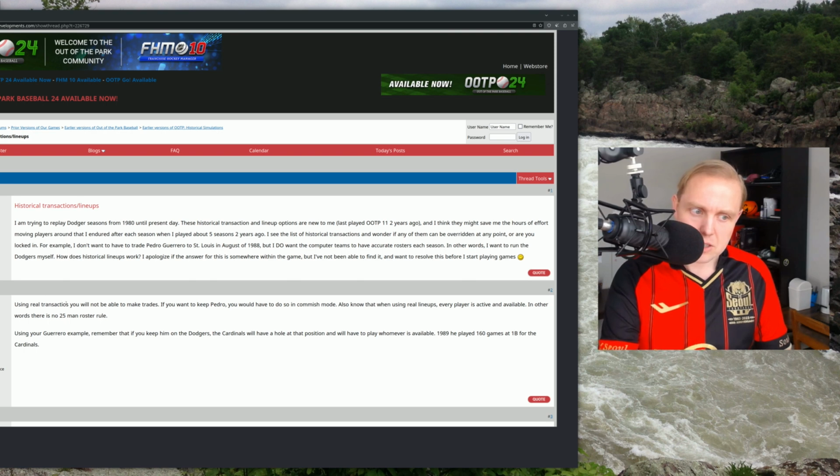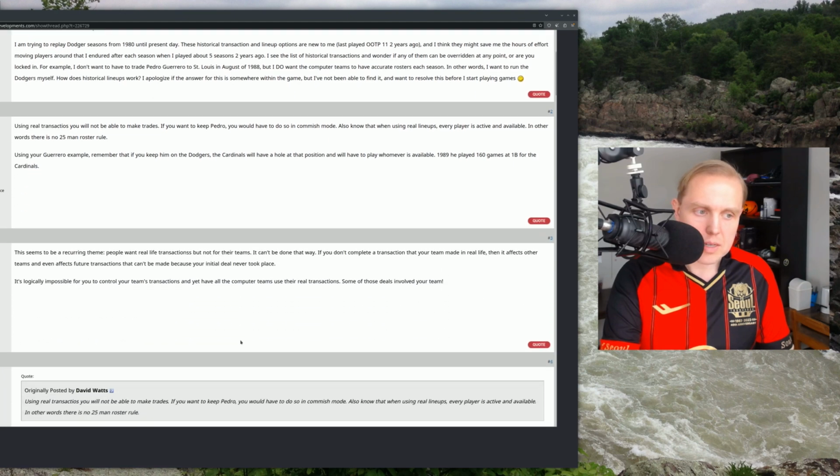Using real transactions, you will not be able to make trades. If you want to keep Pedro, you will have to do so in commissioner mode. Also, knowing that when using real lineups, every player is active and available.